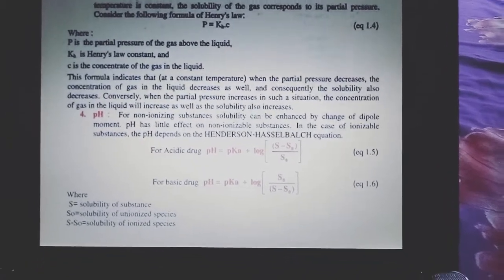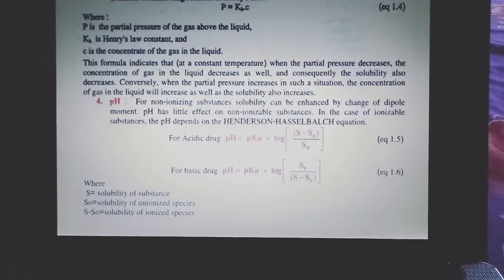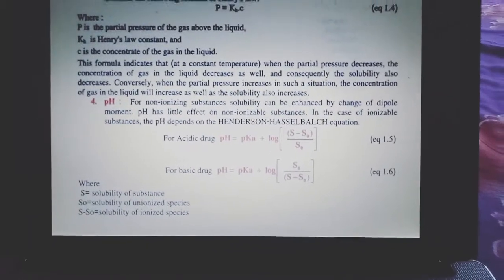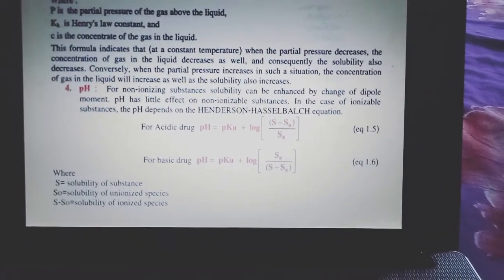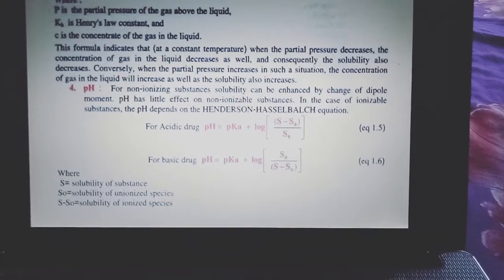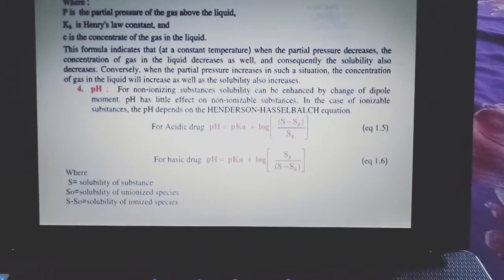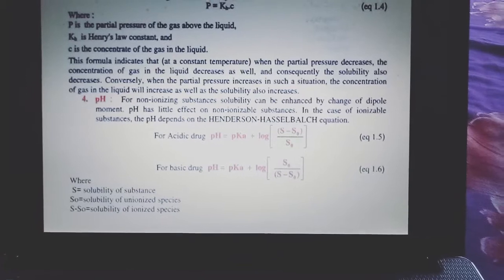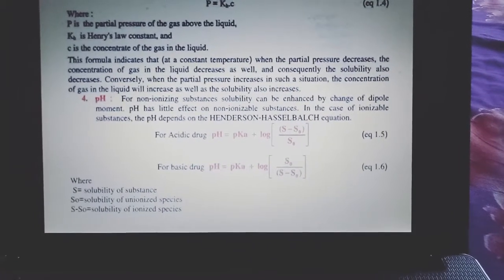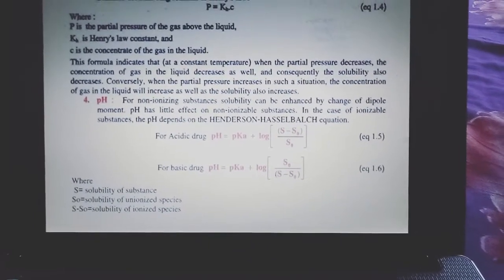Okay, next the fourth factor is the pH. Okay, for non-ionizing substances, solubility can be enhanced by change of dipole moment. pH has little effect on non-ionizable substances. For example, the pH dependence is described by the Henderson-Hasselbalch equation.